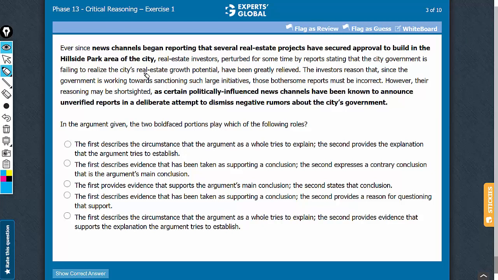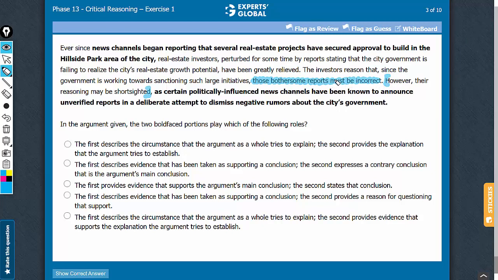It's a boldface question. Step 1 is to identify the conclusion of the paragraph. What is the conclusion here? This part is the conclusion that their reasoning may be short-sighted. Okay, and therefore this intermediate conclusion that bothersome reports must be incorrect has been contradicted by the main conclusion. The main conclusion is that the bothersome reports may be correct.